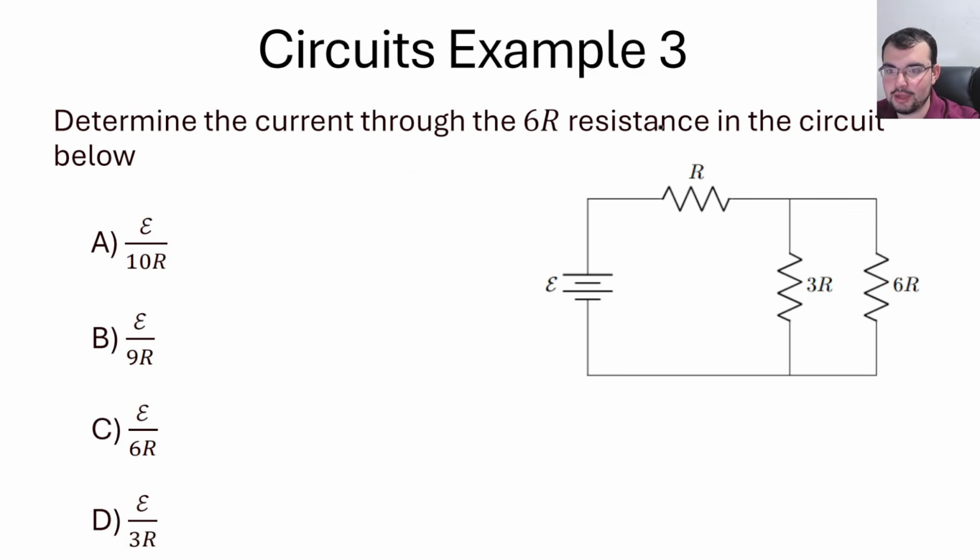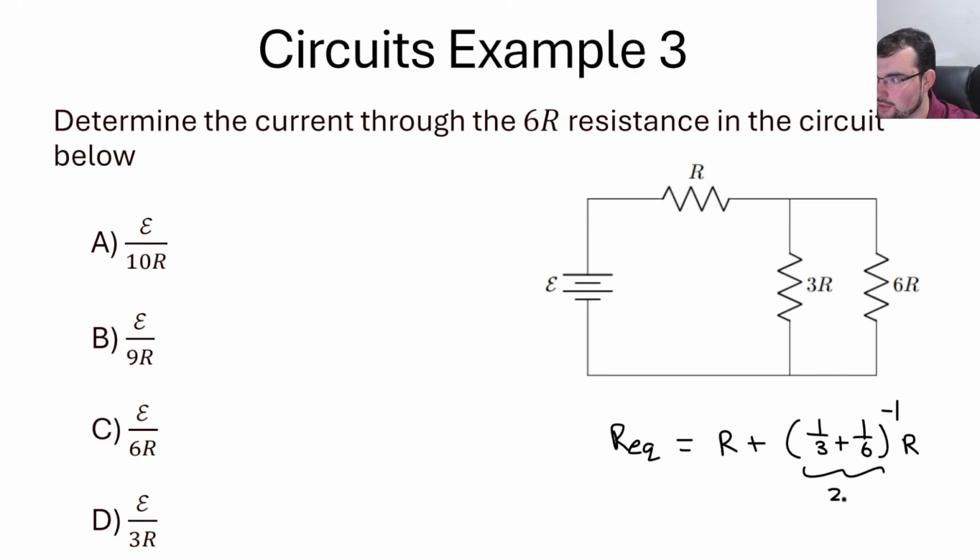All right, now let's find the current through the 6R resistance. This is a pretty standard circuit analysis question. Anytime you have a combination circuit, you want to find REQ. So we have an R in series with a 3R and a 6R in parallel. This is one that shows up a lot. This is just 2R. So I get 1 plus 2, which is 3R.